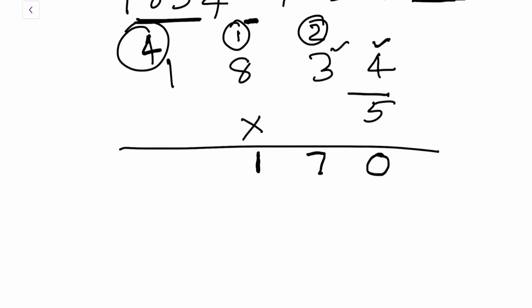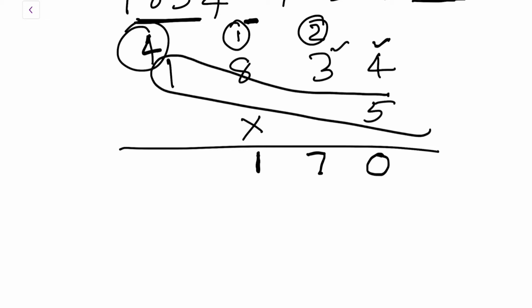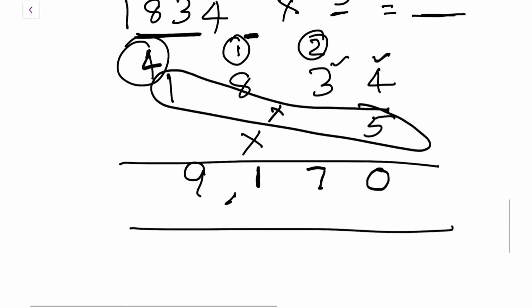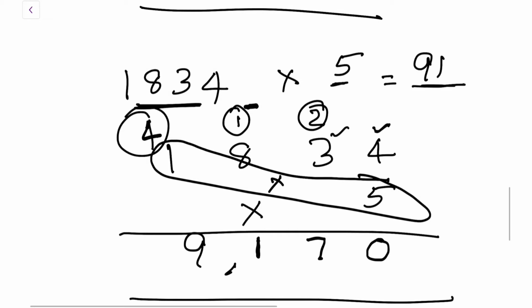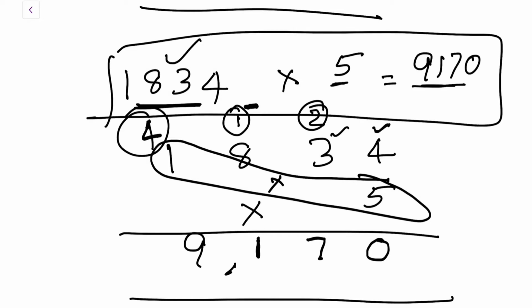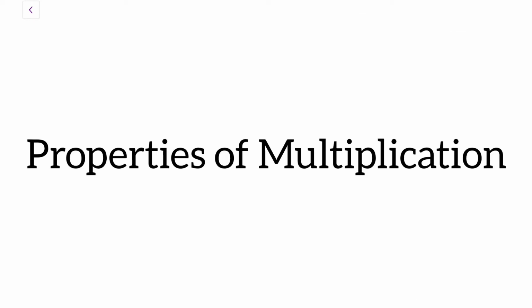The last step for us is to do 5 into 1. 5 into 1 is 5. We have 4 also. Add 5 plus 4, that is 9. That's it. So your answer is 9170. So the product is 9170. So multiplicand, multiplier and product. Now let's look at some properties of multiplication.